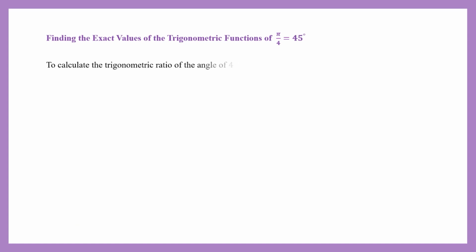To calculate the trigonometric ratios of the angle 45 degrees, we use an isosceles right triangle. Let's consider we have an isosceles right triangle ABC here. As we can see, the length of AB is equal to A, and the side BC is also equal to A. Let's name these two angles alpha and beta. The measure of both angles is equal to 45 degrees.